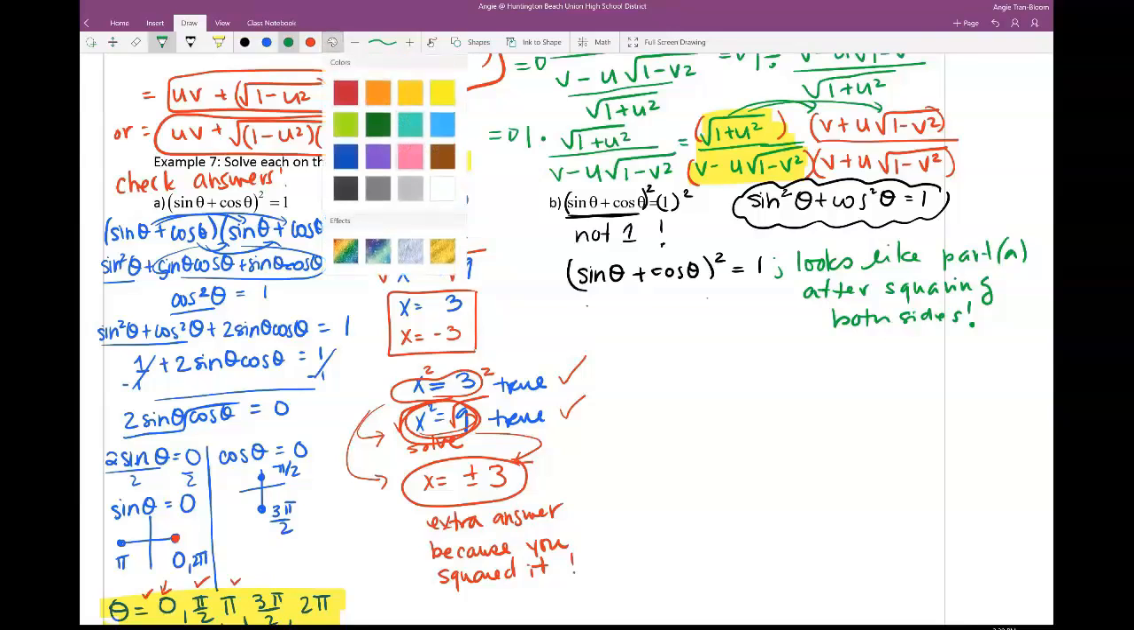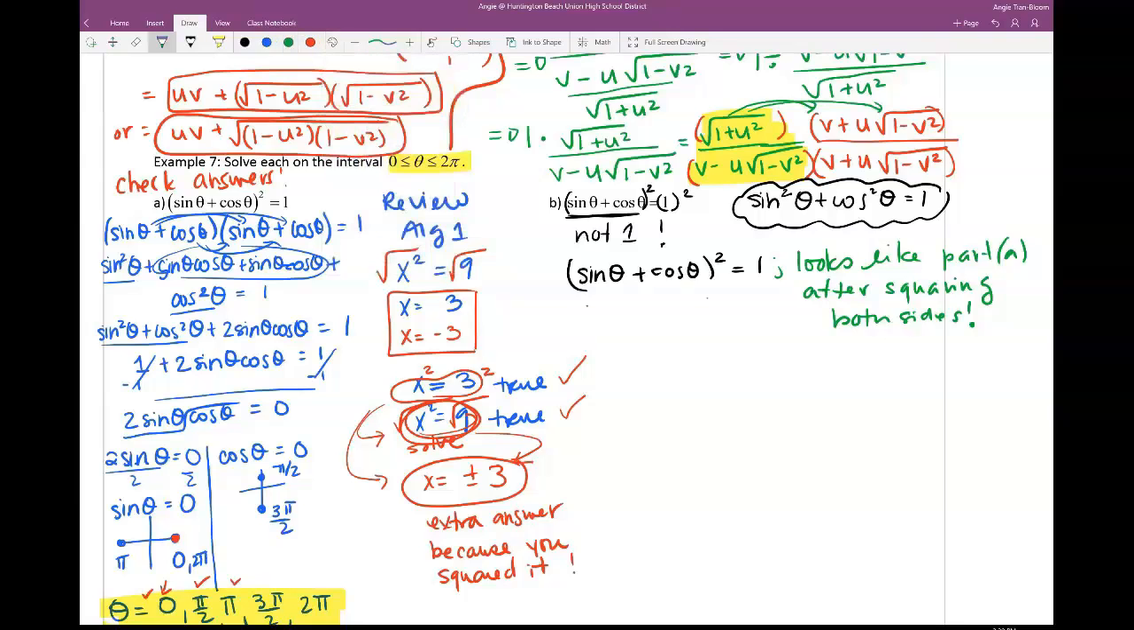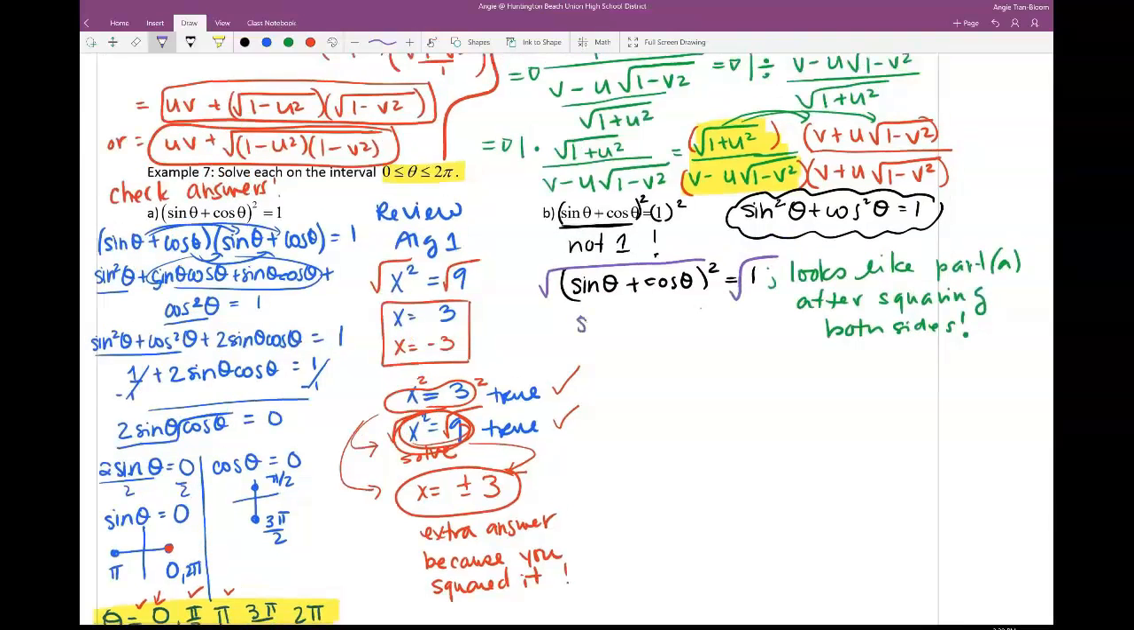So let's use purple, okay? In part A, I solved for it by multiplying it out. But what if I want to solve for it by doing this? Okay, taking the square root. Is that okay to do? Well, some of you would totally start that way, right? Okay, well, let's try. If I take this square root, I now have sine of theta plus cosine of theta equals positive and negative 1.